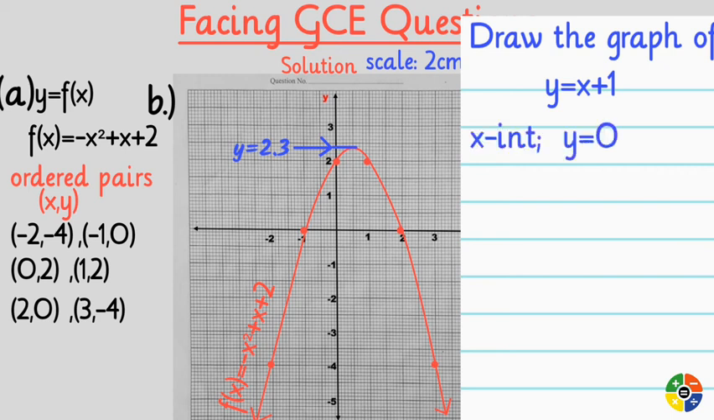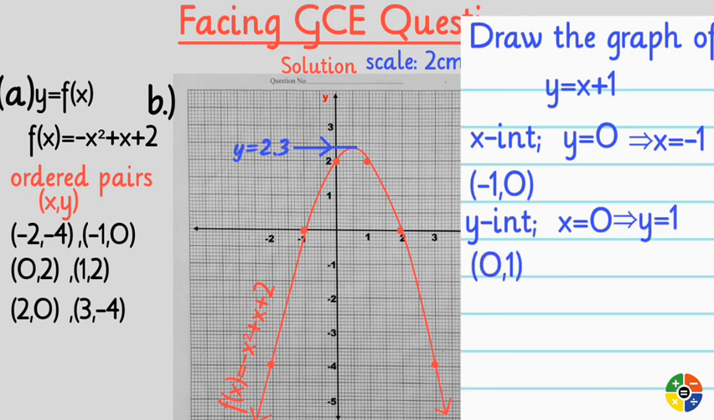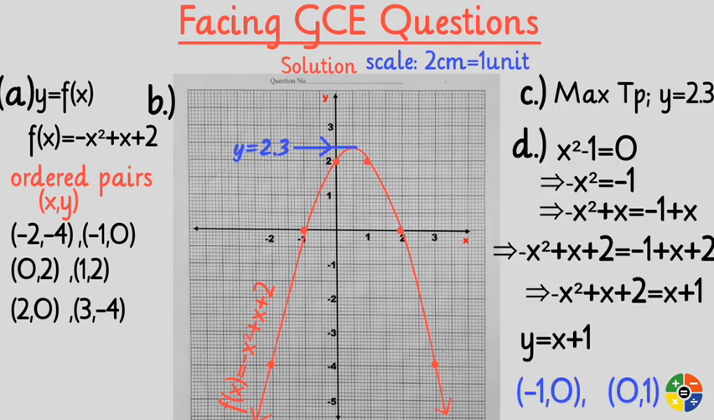For the x-intercept, we substitute y equals 0 into the function, obtaining x is equal to negative 1. So negative 1, 0 is the x-intercept. For the y-intercept, we substitute x is equal to 0, giving y is equal to 1. So 0, 1 is the y-intercept. Now, plotting these points on the same axes as the parabola, we have negative 1 against 0, which is the x-intercept, and 0 against 1, which is the y-intercept.